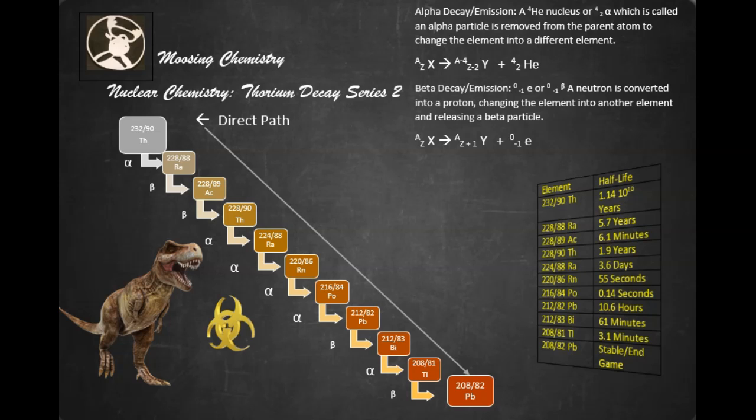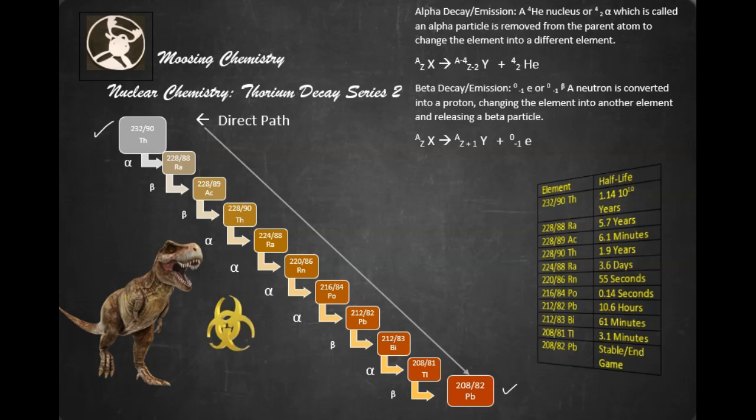This lesson is going to be on Nuclear Chemistry: Thorium Decay Series 2. In the last pathway, we saw Thorium-232 decay into Lead-208. This path is very similar, except for when we get to the end.